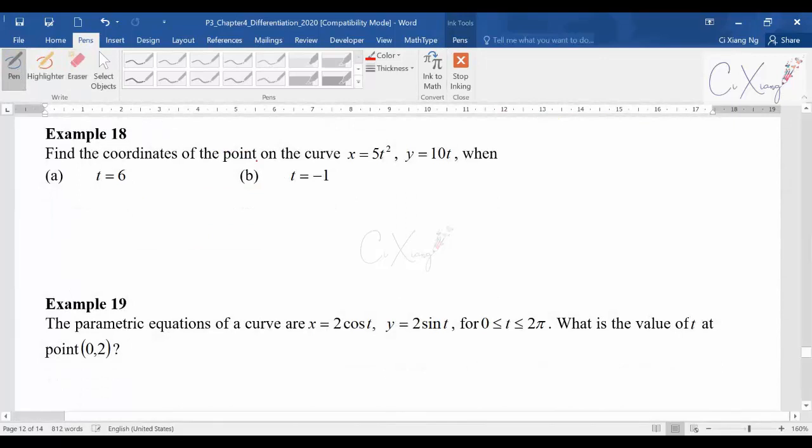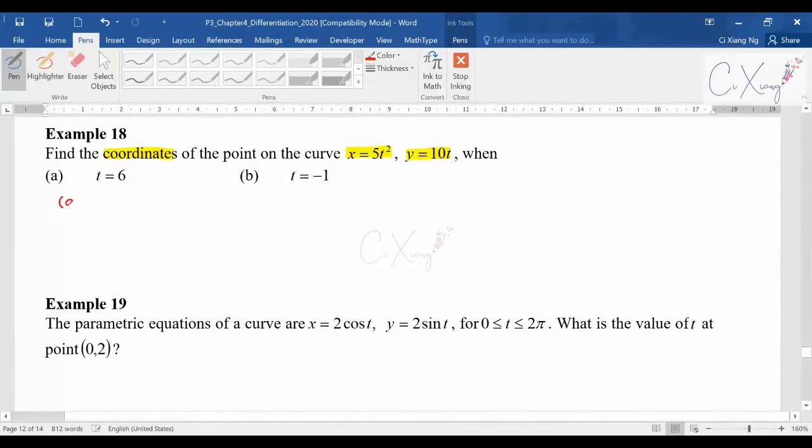Let's have a look at example 18 to understand the basic idea of parametric equations. Let's say they give you x equals 5t squared, y equals 10t. What is the coordinate of the point when t equals 6?